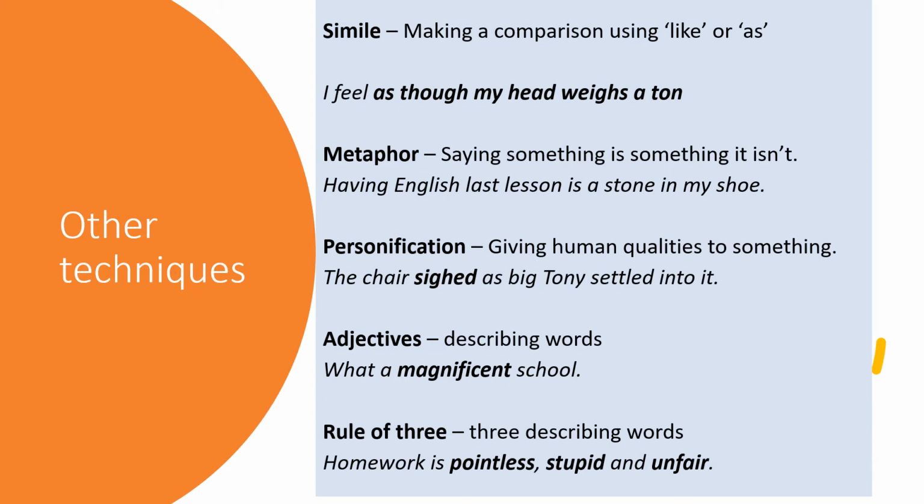And then finally, guys, we have the rule of three, and these are three describing words. So homework is pointless, stupid, and unfair. So that's when we use three adjectives or describing words together that kind of just creates that stronger effect, because instead of using one adjective, we've used three.